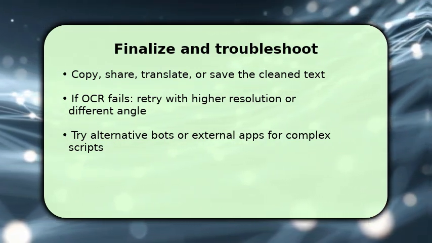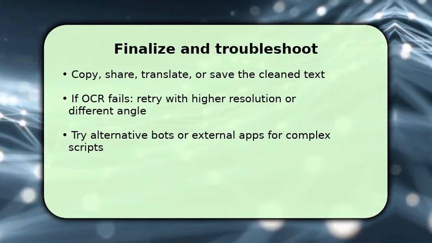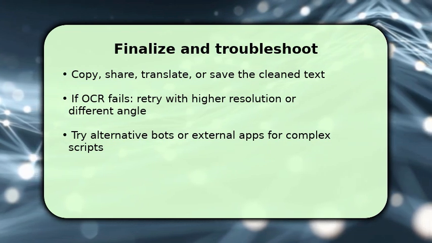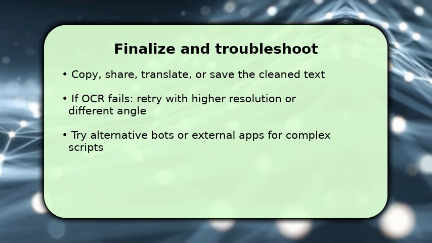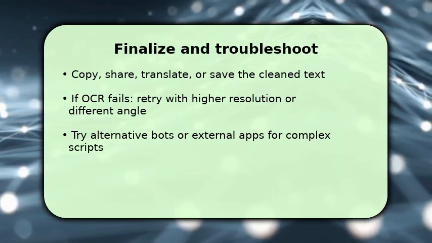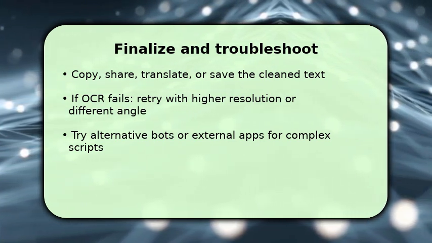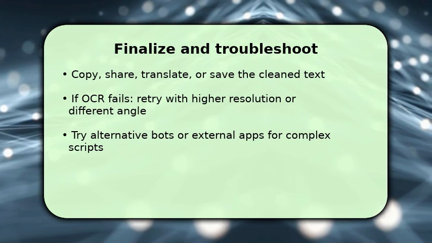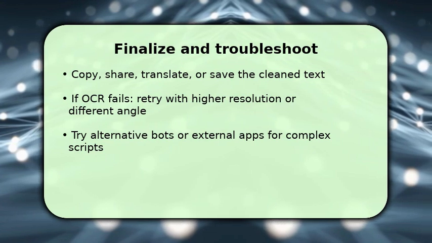Make sure to proofread once more before sending because OCR isn't perfect. If the extraction fails or text is garbled, retry with a higher resolution photo or crop tighter around the text and run OCR again. As a key troubleshooting tip, switch to a different OCR bot or a dedicated external app when dealing with unusual fonts, handwriting, or low-contrast images to improve results.